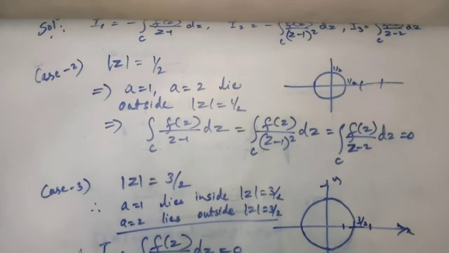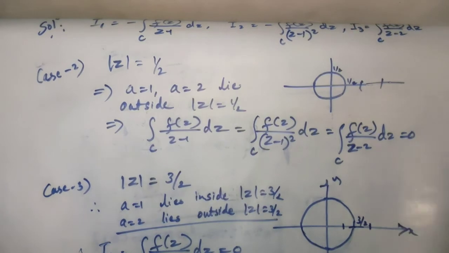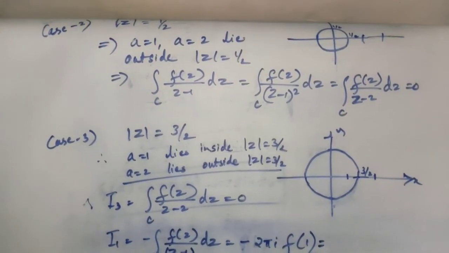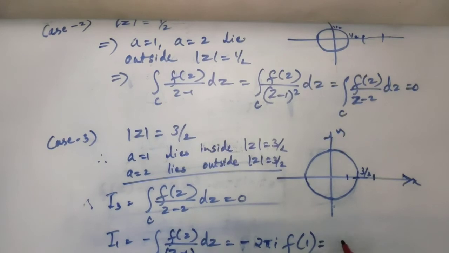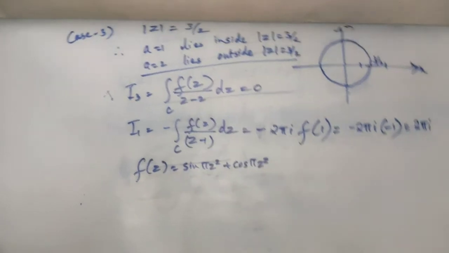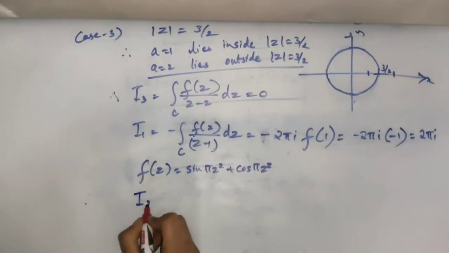f of 1 we have solved earlier also. Your f is what? Should we write it here once again? f of z is sin pi z square plus cos pi z square. If z is equal to 1, you will get it to be minus 1, is it not? So minus 2 pi i into minus 1, you get 2 pi i.